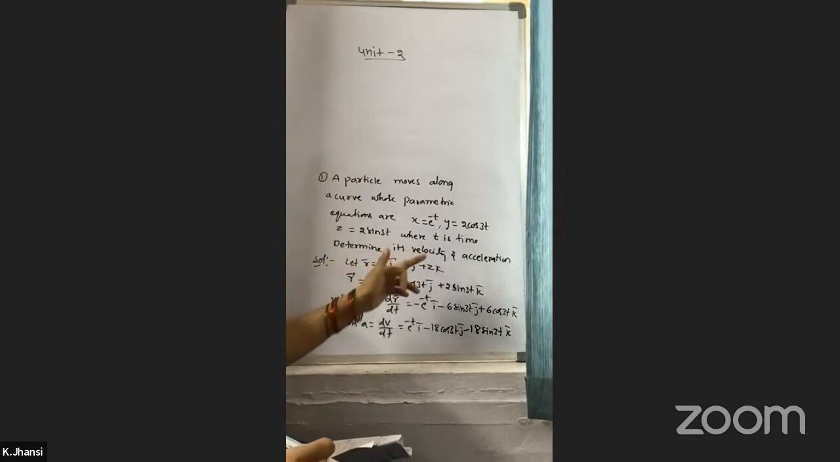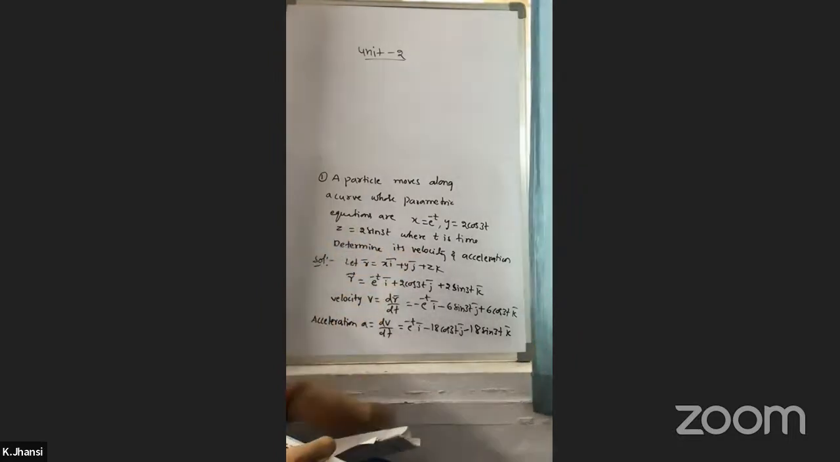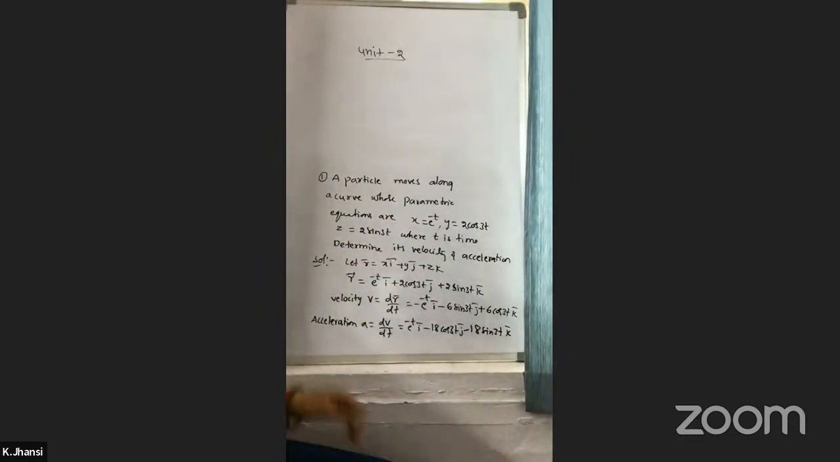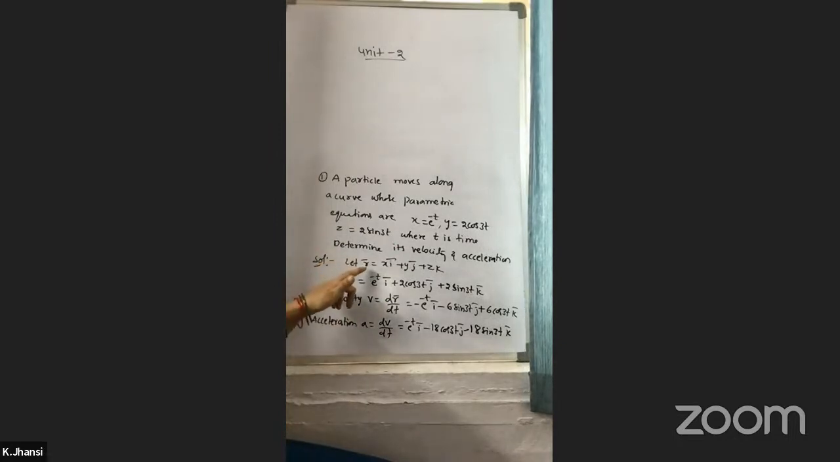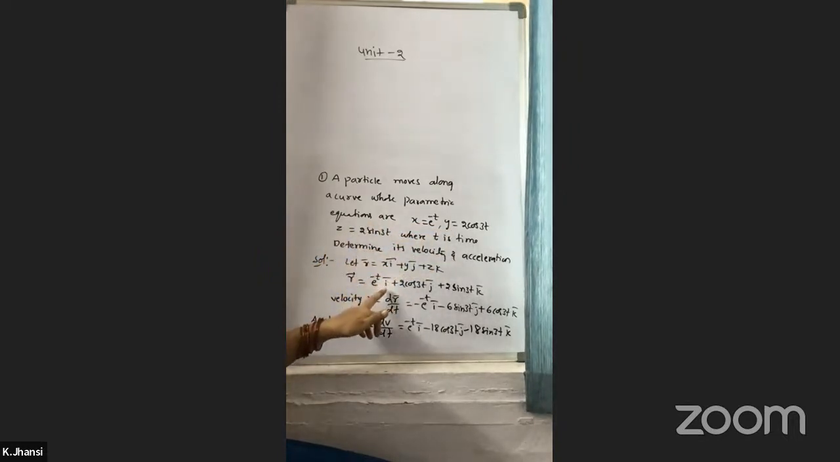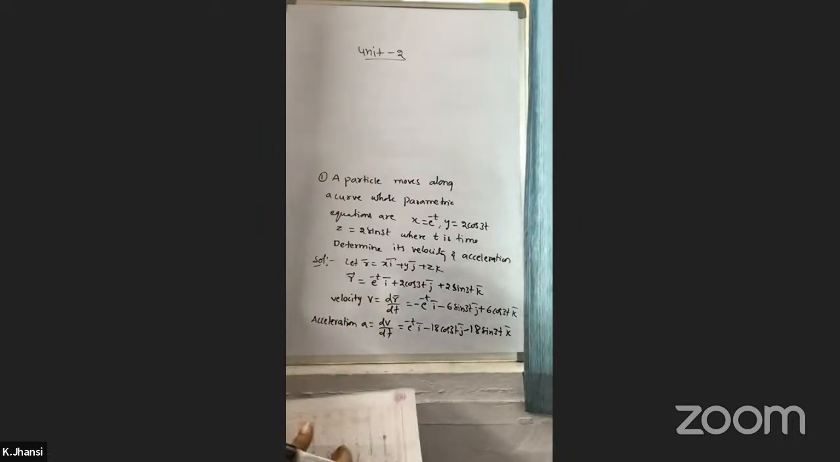So this is the value of the velocity and acceleration when the parametric equations are given. First you have to take this r value, the position vector of these three. If you substitute here, you will get r. If you do the first differentiation, you will get the velocity. If you do one more differentiation, you will get the acceleration. So these are some problems regarding the differentiation.